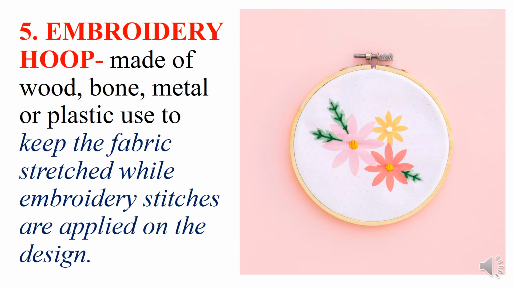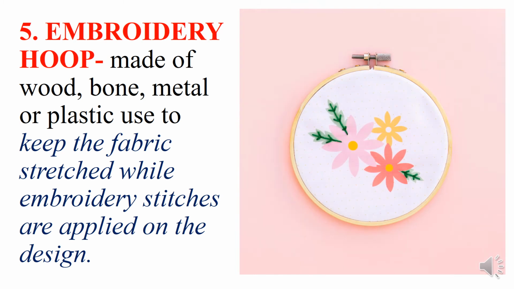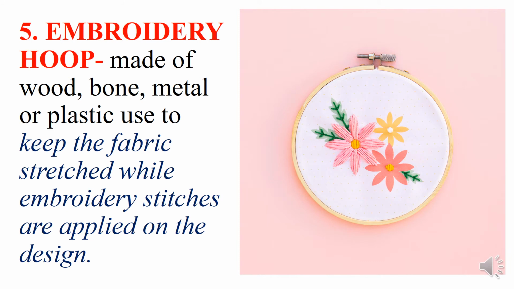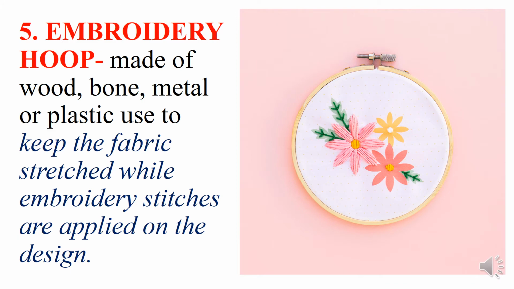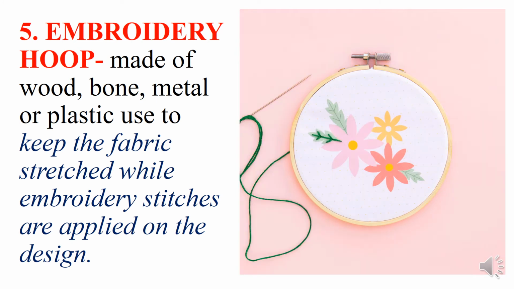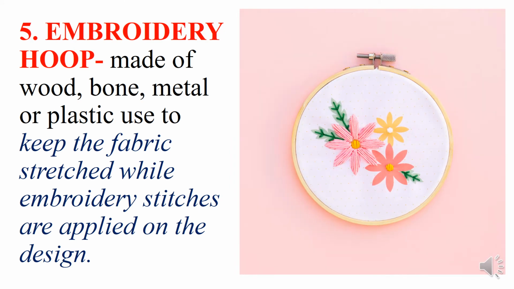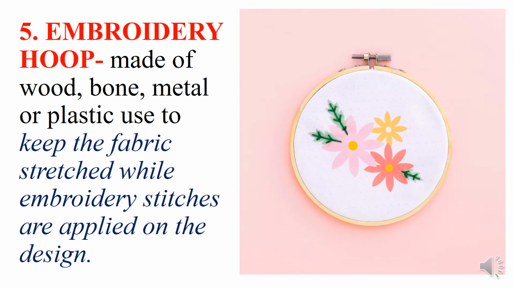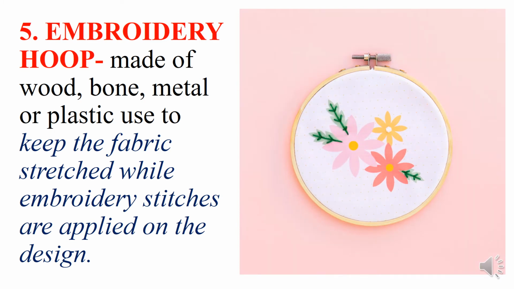Number 5 is embroidery hoop. So, it is made of wood, bone, metal, or plastic. The purpose of embroidery hoop, yan pong bilog na yan, is to keep the fabric stretched while embroidery stitches are applied on the design. So, iniipit po yung tela kung saan yung part na lalagyan mo ng design para siya stretch all the time para po ma-maintain yung quality ng stitches, hindi po gusot yung fabric. So that is the purpose of embroidery hoop. So I recommend on your embroidery article making to use embroidery hoop to produce quality embroidery article.